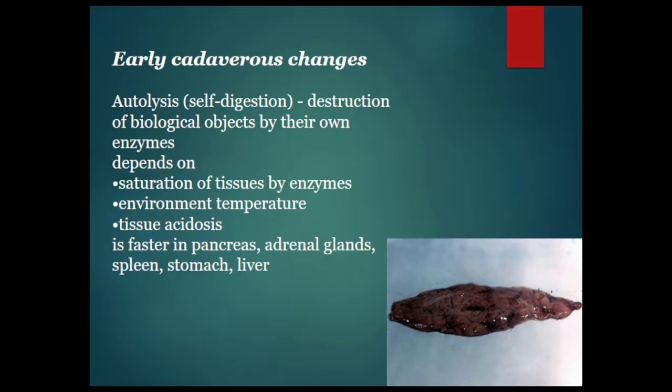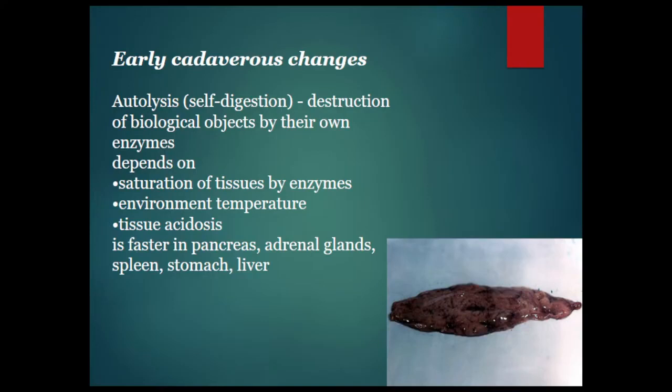Not all the organs, but enzymatically rich organs, like glands, predominantly pancreas, thyroid gland, adrenal gland. These glands contain a lot of enzymes. And then enzymes are not restricted anymore. They start to digest own tissue of the body.